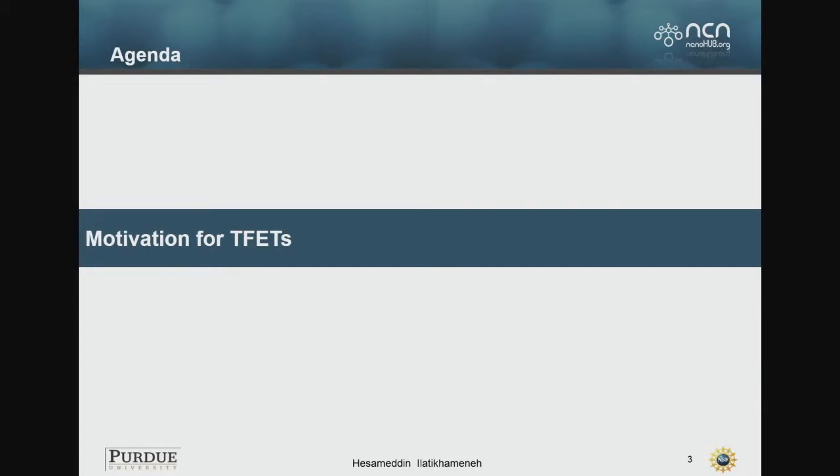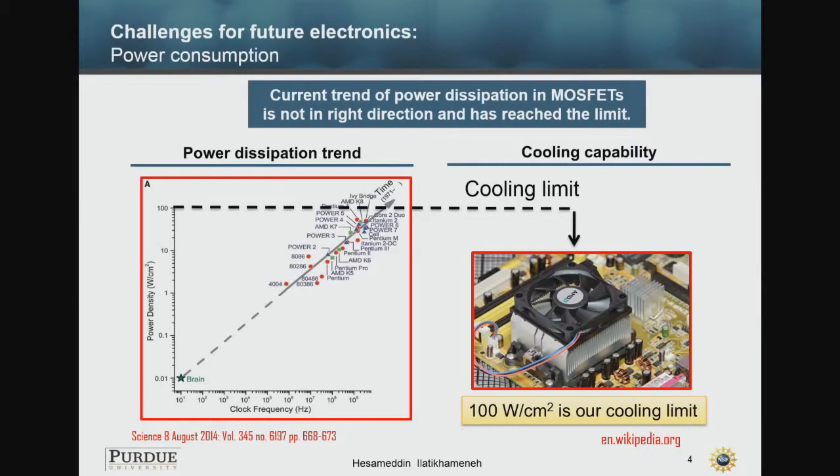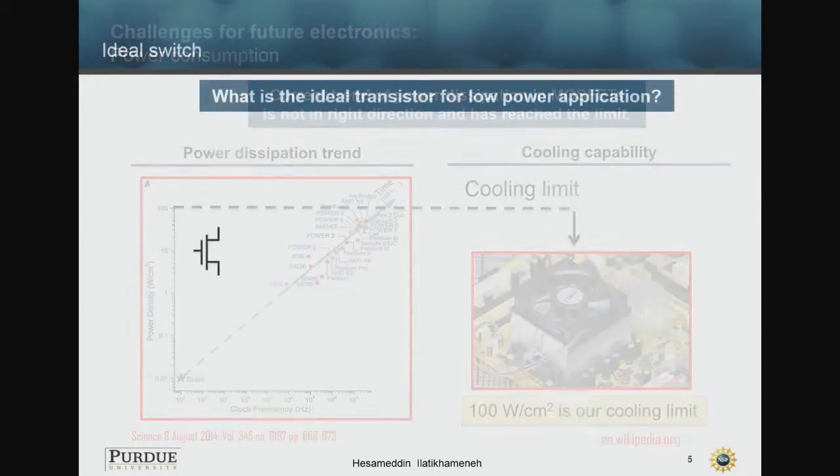So what is the motivation for these 2D tunnel FETs? As you know, over the years, we increased the frequency of the CPUs, and as a result, we increased the power. It was not a problem until we reached, 10 years ago, the cooling limit, which is around 100 watt per centimeter square. And from that time till now, we couldn't increase the frequency. And this is a big challenge for the electronic industry.